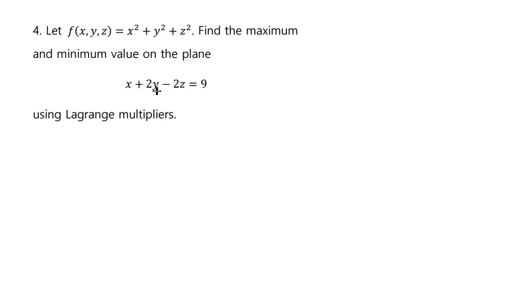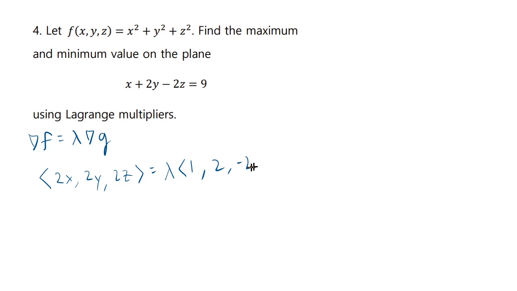So you have this function and you want to find the max and min on a constrained domain using Lagrange multipliers. And that means you just use gradient of f equals lambda times gradient of g. And gradient of f is 2x, 2y, 2z. And gradient of g is 1, 2, and negative 2. So you end up saying 2x must be lambda, 2y must be 2 lambda, and then 2z must be negative 2 lambda.